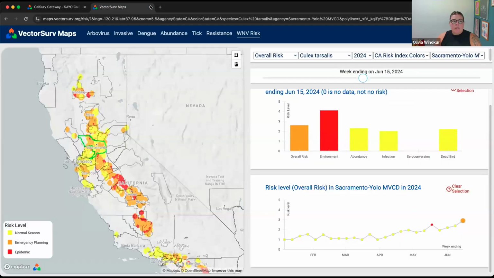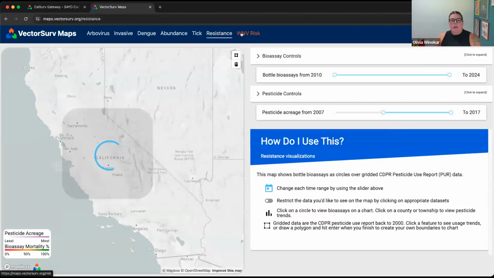The bottle bioassay resistance also has a corresponding map, which will show you where bottle bioassays have been done, which active ingredients and whatnot, so you can see what's going on near you and maybe give you some input into what testing you should be doing as well.